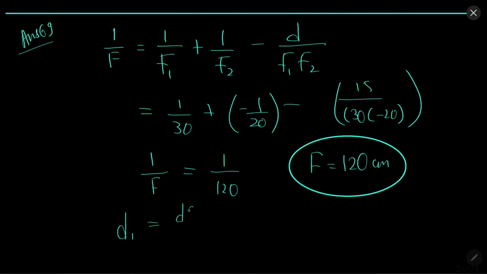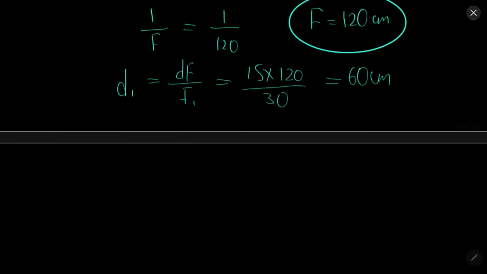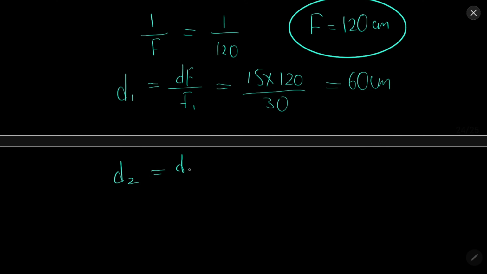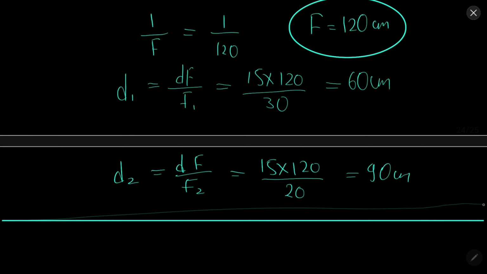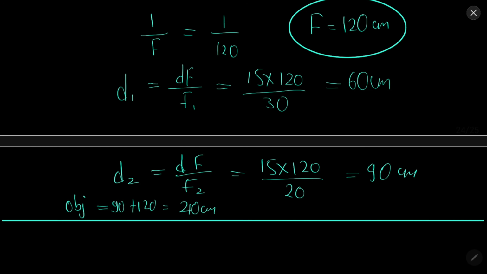d1 equals d F over F1, 15 into 120 over 30, 60 centimeter. d2 equals d F over F2, 15 into 120 over 20, 90 centimeter. So the object should be placed 90 plus 120, 210 centimeter.